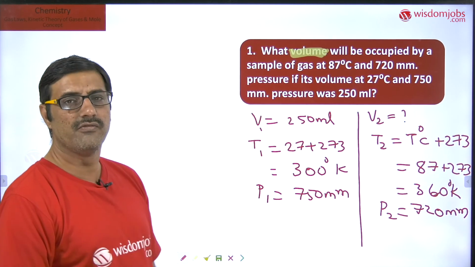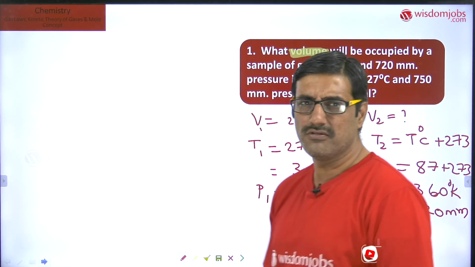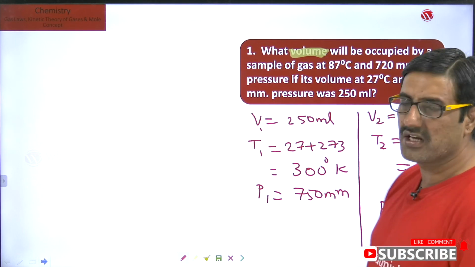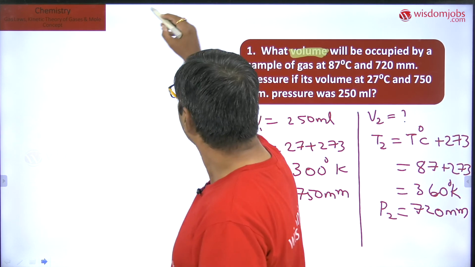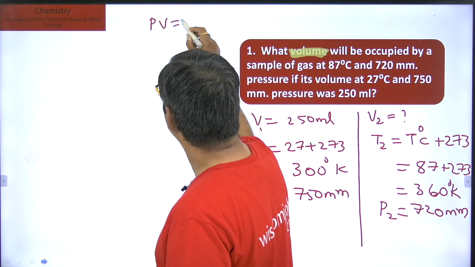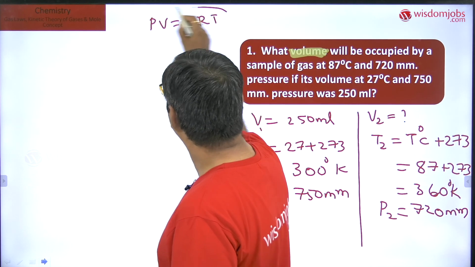Now with this given data, I need to determine V2. So what equation am I going to select here? I cannot select PV = nRT because there are two conditions here.